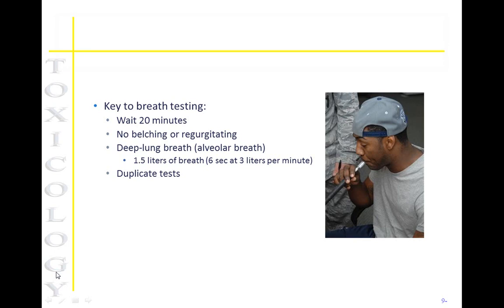The key to breath testing is that the person doing the test must wait approximately 20 minutes and keep the individual under close observation. They need to take an extremely deep lung breath when the test is actually being conducted, and usually these are done in duplicate.